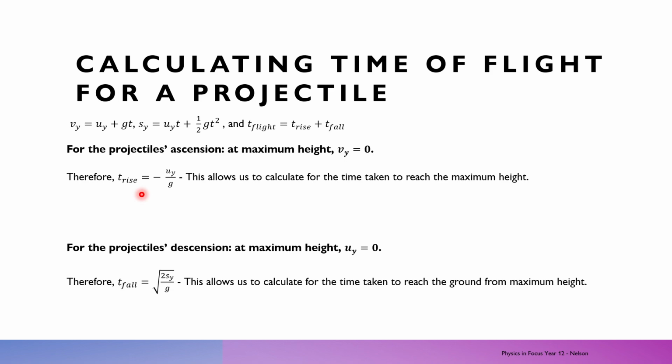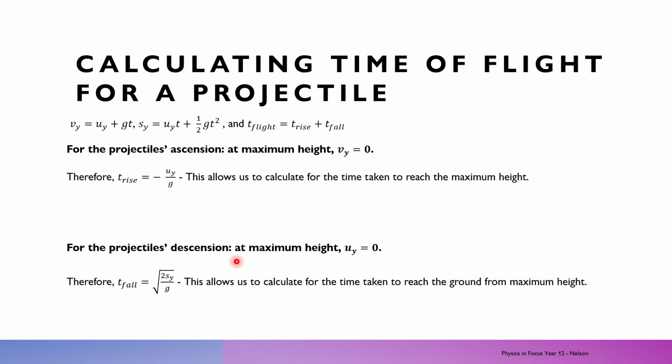In other words, the time taken to climb to maximum height is going to be equal to the time taken for it to fall back to the ground. However, as we start to look at some more complicated problems where an object is not being launched from the ground, calculating the time of fall is going to require some additional problem solving.